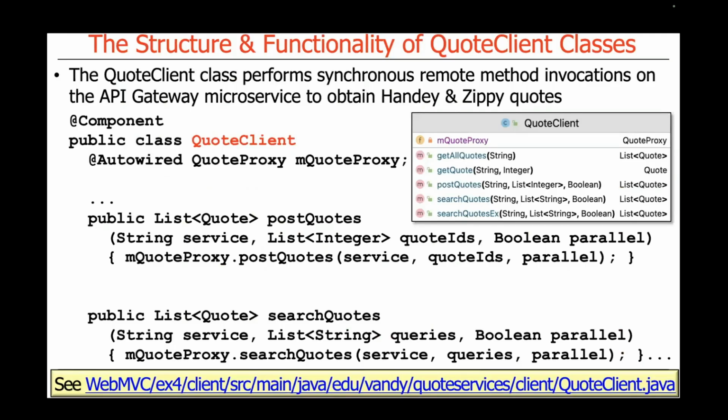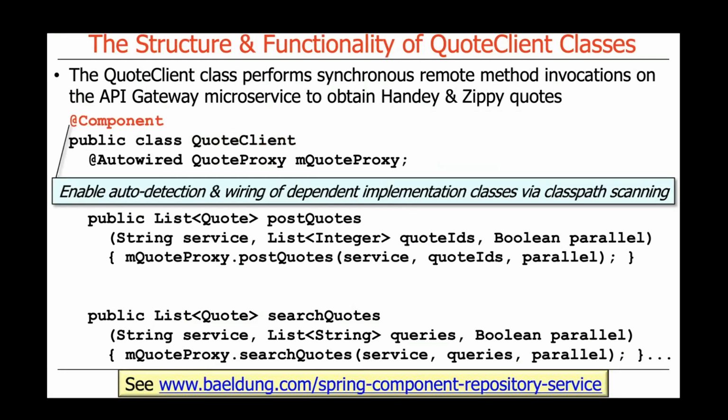So we'll start out by taking a look at the QuoteClient class. And we're going to use this class, the driver here, to perform synchronous remote invocations on the API gateway microservice to obtain Handy and Zippy quotes from the respective microservices using the QuoteClient. So you can see here, it's got a bunch of methods that are essentially the methods that are called by the driver program. This is a component using the component annotation, which allows Spring to auto-detect everything as it needs to.